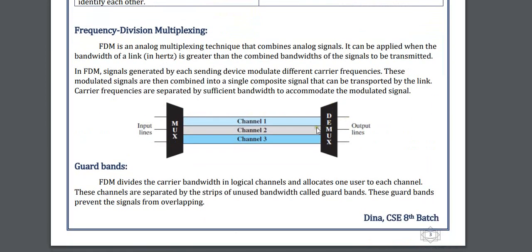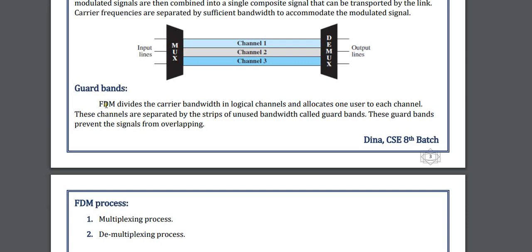Now frequency division. In this one link, the channels are divided by frequencies, where channel 1 has a frequency, channel 2 has a different frequency, and channel 3 has a different frequency. Then the guard band. FDM divides the carrier between logical channels and allocates one user to each channel. The channels are separated by strips. The unused bandwidth is called the guard band, and thus the guard bands prevent signals from overlapping.